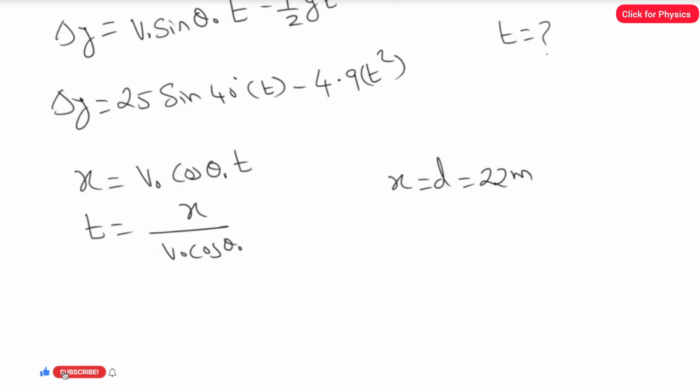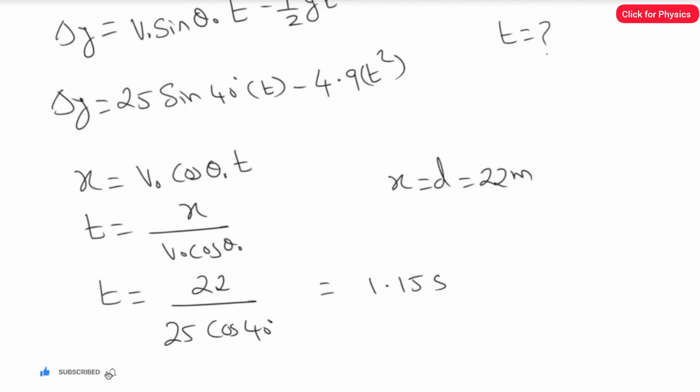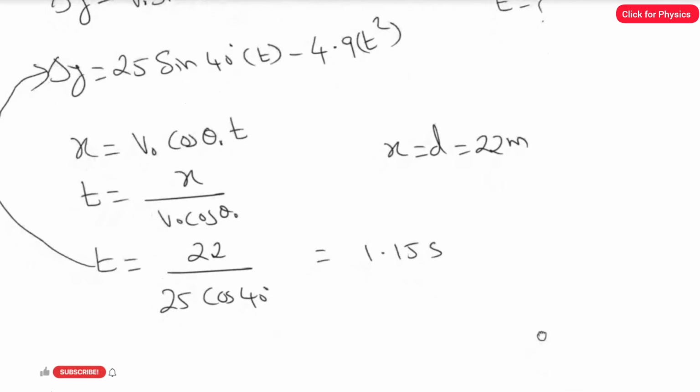Now I'm going to substitute the values: t equals 22 divided by v naught, which is 25, cosine of 40 degree. So here I got the answer as 1.15 second. Now I have to take this t value and substitute the value of t in this equation. So let's write the equation here.